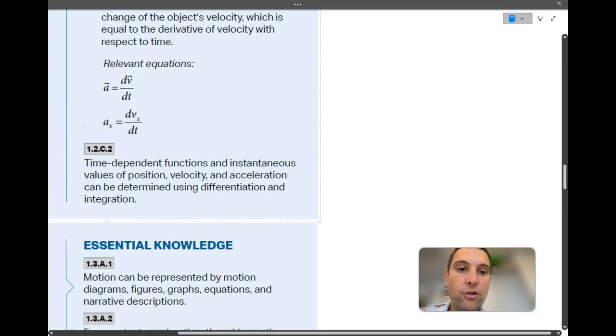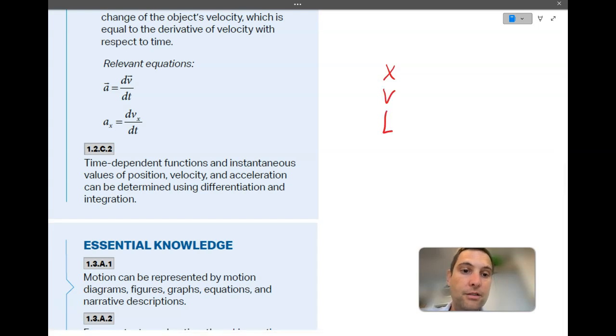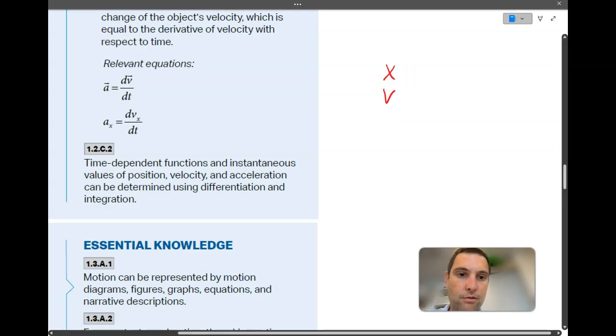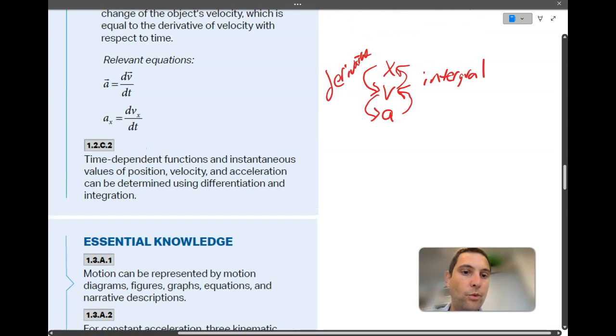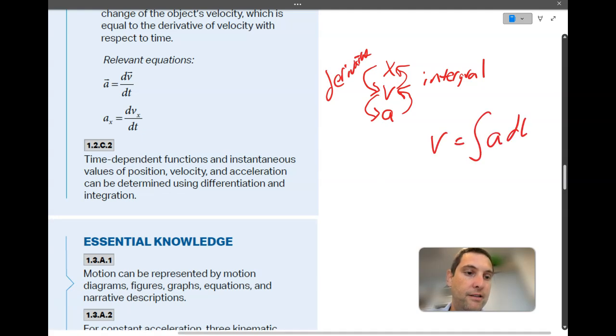So for this, after a year in physics and a year in calculus, we should have this down, though apparently I don't. X to v, v to a, we're going to take the derivative. And then to go back up, we're going to take the integral. That's what that means. So to get velocity, velocity is integrating a dt.